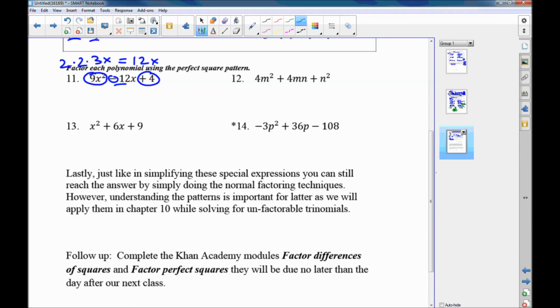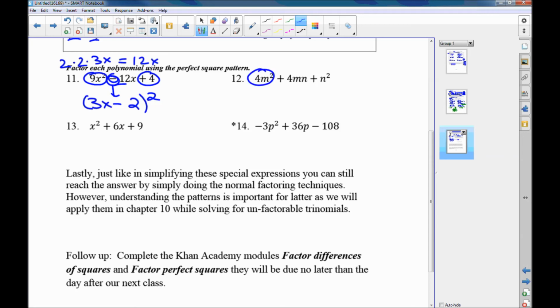Okay. All right, so here we get 3x, the square root of the first, and 2. And since it was subtraction, we get subtraction in our answer for our binomials. And it's the same binomial twice. Okay. So recognizing the pattern will help you. If you don't recognize it, you can still use the factoring techniques like we did on the last page at the bottom.